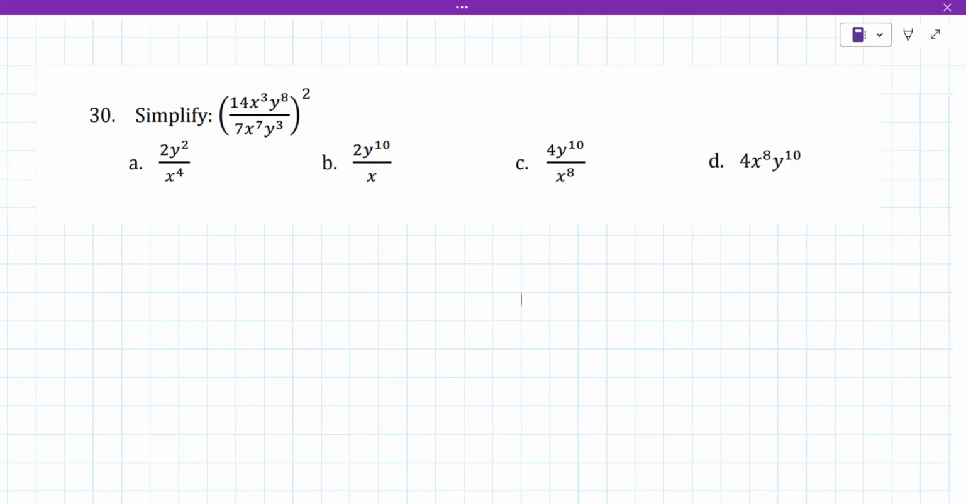That would be 2 over 1, x to the -4, y to the 5 times 2, 8 over y to the 10, x to the 8. Would it be 4? Would it be C?